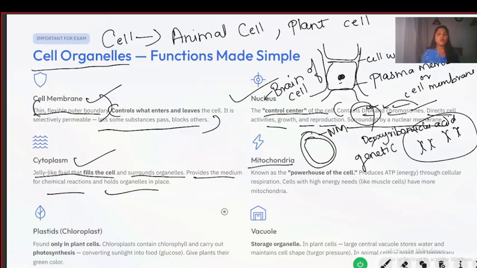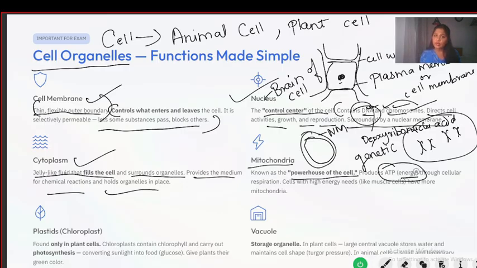Mitochondria, the next one. Now what is mitochondria? The short title of mitochondria, which everybody remembers, is powerhouse of the cell. So mitochondria is also called the powerhouse of the cell. Why is it called the powerhouse of the cell? That is because it produces ATP. What is ATP? ATP is energy.